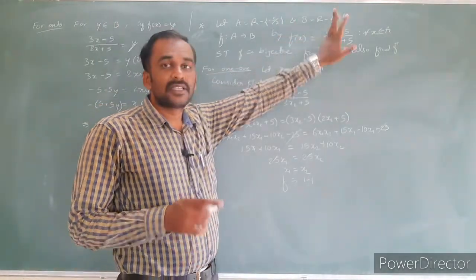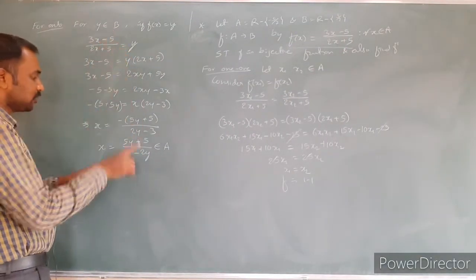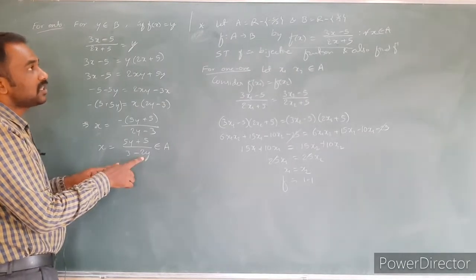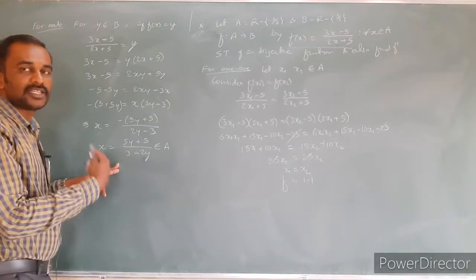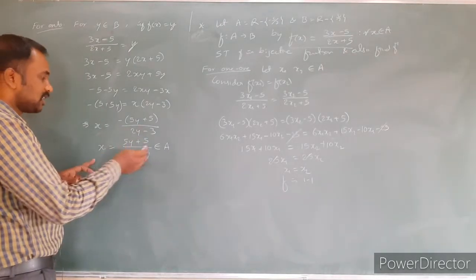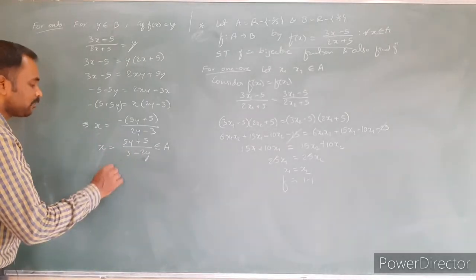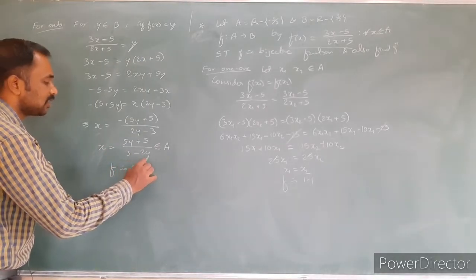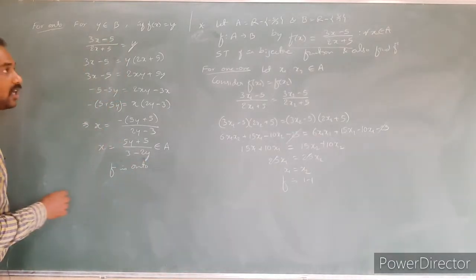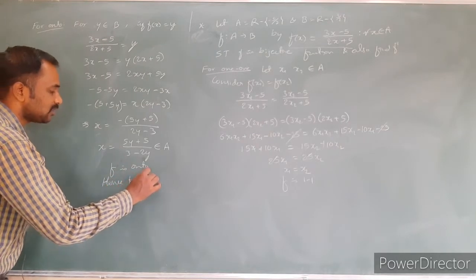In the set B, 3 by 2 is not present. Y is not taken as 3 by 2. If I take 3 by 2, it becomes not defined. Other than 3 by 2, if you replace y with any real number, again we will get a real number. So that is nothing but this x is present in the set A undoubtedly. So we can say that f is onto. We got f is 1-1, f is onto. Directly we can conclude that hence f is bijective.